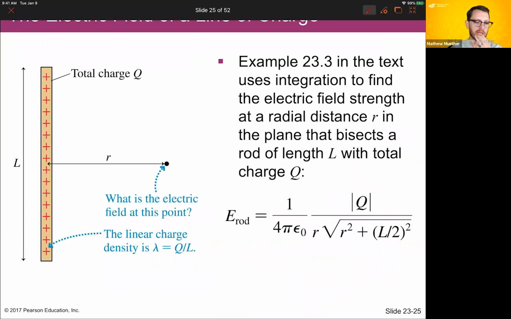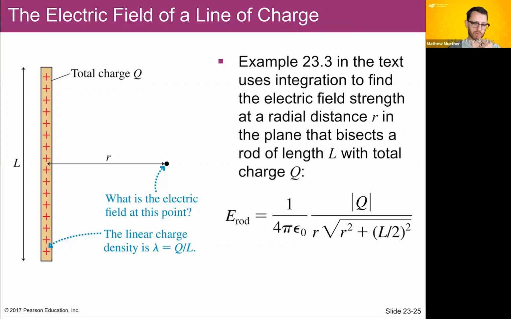When you finish doing that integral, you end up with this answer here: the electric field at this line that bisects a rod of length L, right in this middle point, with some total charge Q, is just equal to 1 over 4 pi epsilon naught, the total charge built up on the rod, divided by R, which is the distance that I am away from the rod, times the square root of R squared plus L over 2 squared.